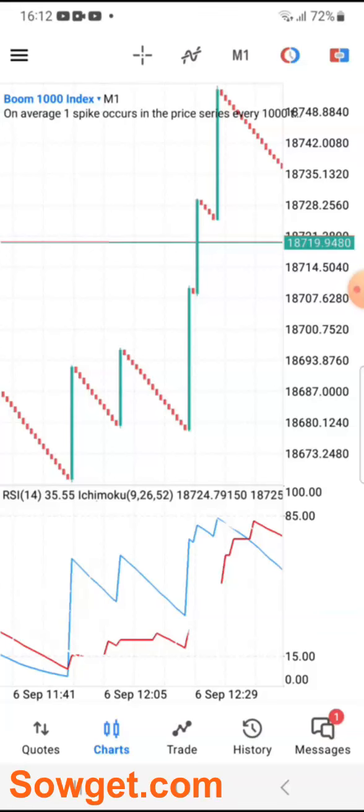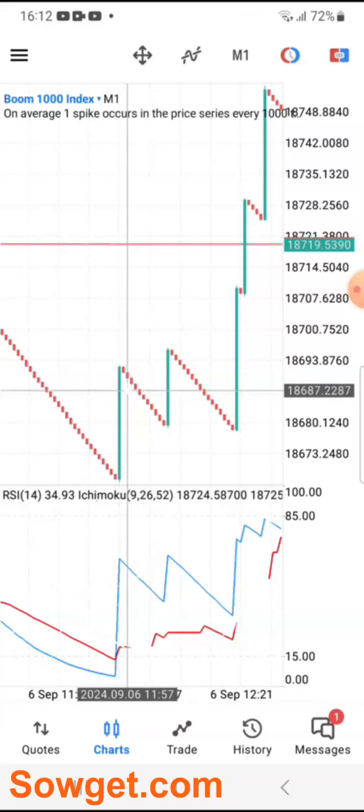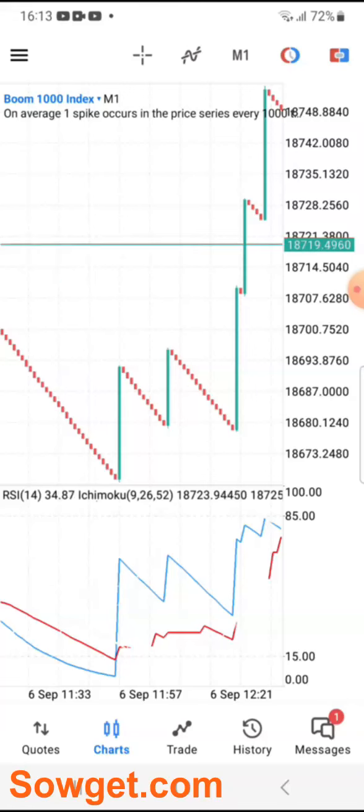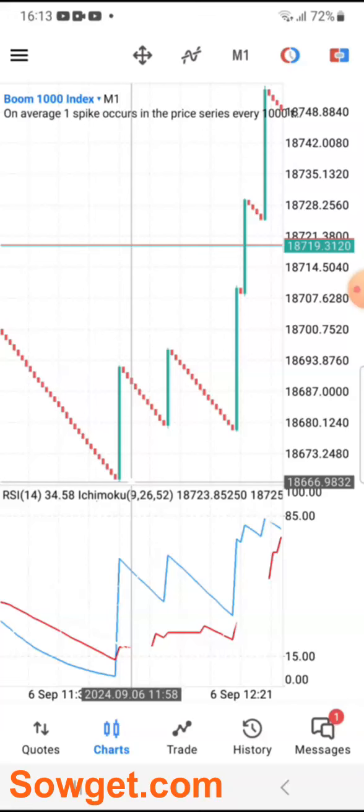Another exit rule you can use for this strategy is you can simply use a stop loss and take profit, which is a risk management rule. Let's say you entered your trade at this point here. Your stop loss is going to be at the bottom, at the base of the spike, which will be around here. So you can simply use your take profit at a risk of 1 to 3.